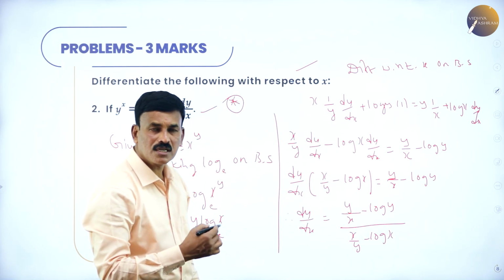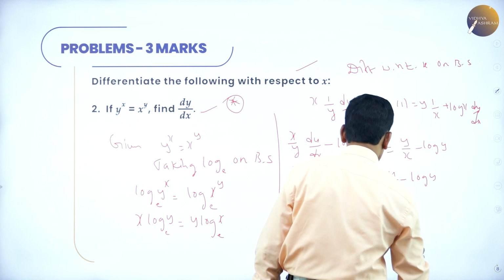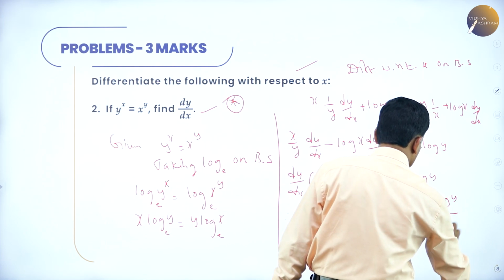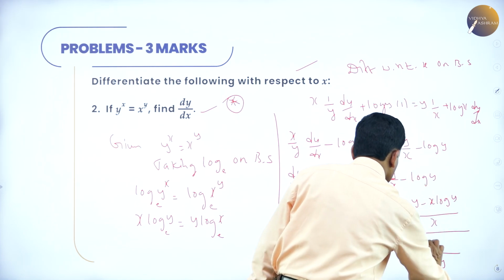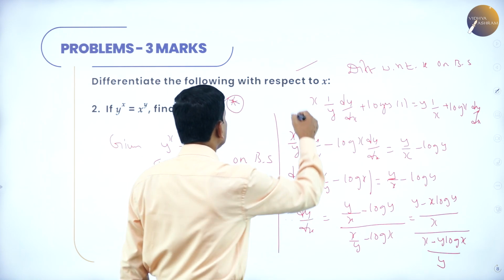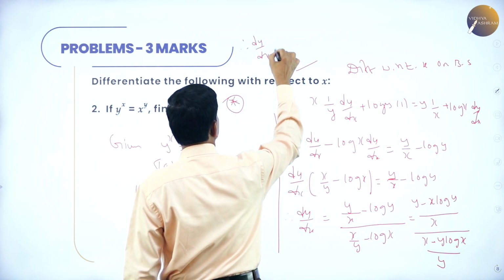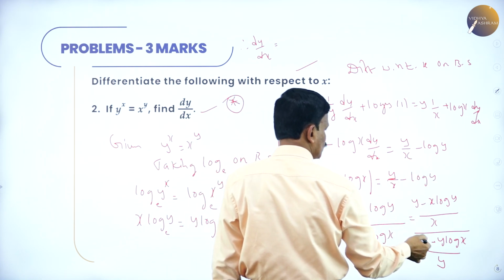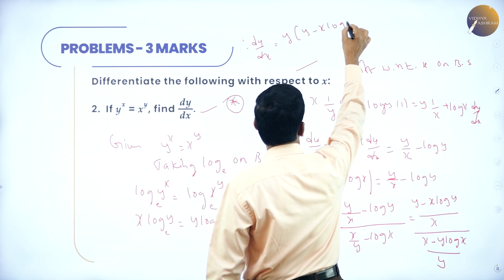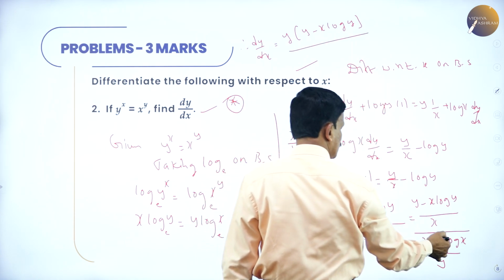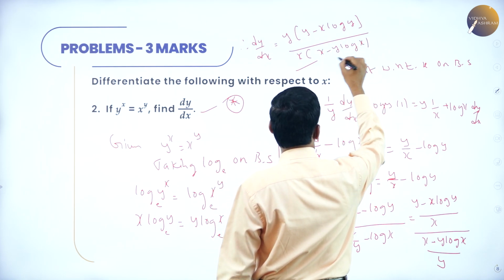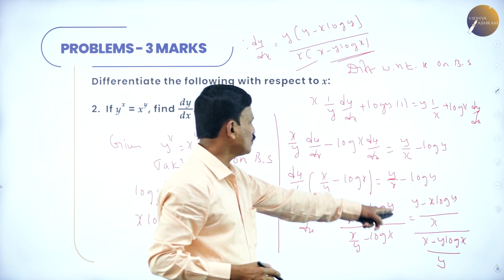If you want, you can stop here itself or take the LCM and simplify. So what is the LCM? x is the LCM in the numerator, giving x log y, and in the denominator y is the LCM, giving x minus y log x. Therefore dy by dx can be written as, with y coming to the numerator, y into y minus x log y, divided by, in the denominator, x into x minus y times log x. That's it. If you want, you can stop here itself.